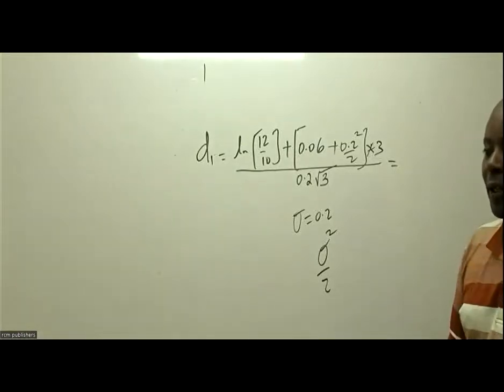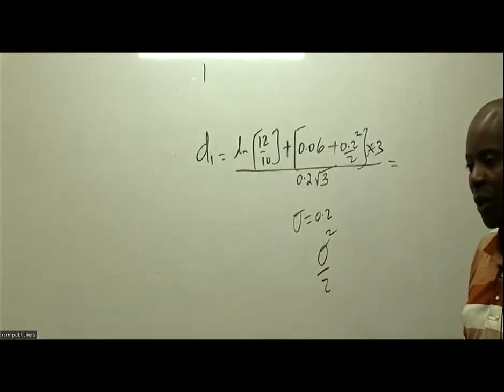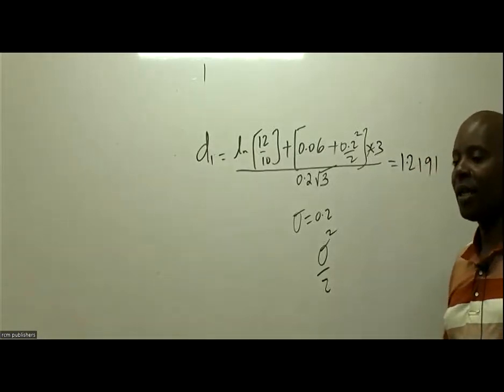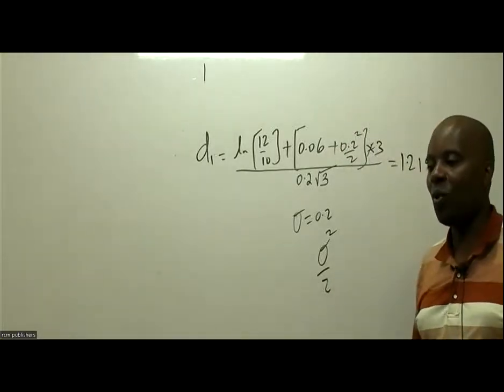The students like when you got this long time ago, she got D1 correctly, 121.91, with a decimal there. That's D1.